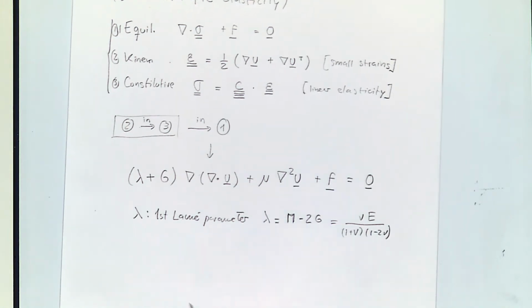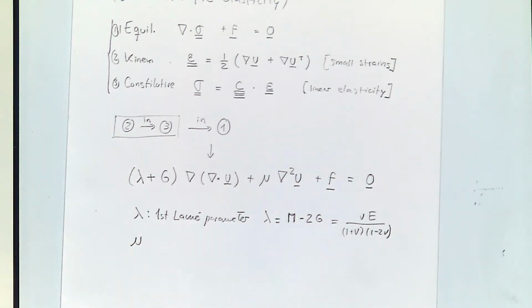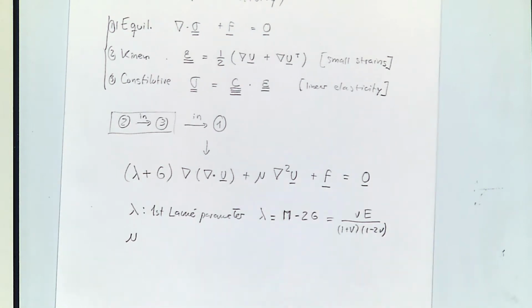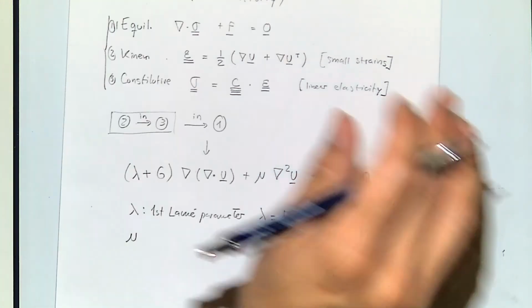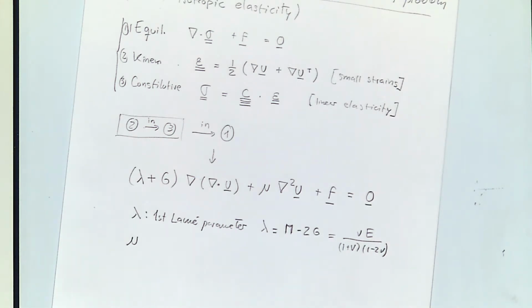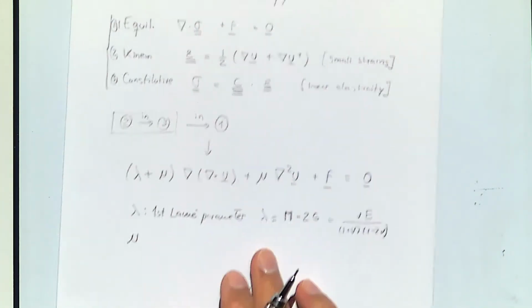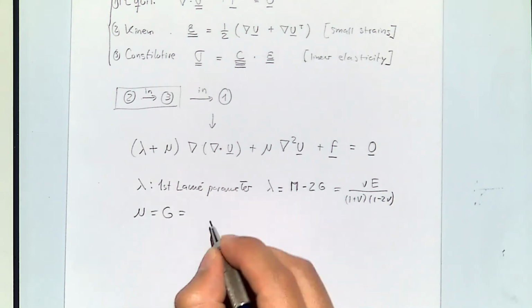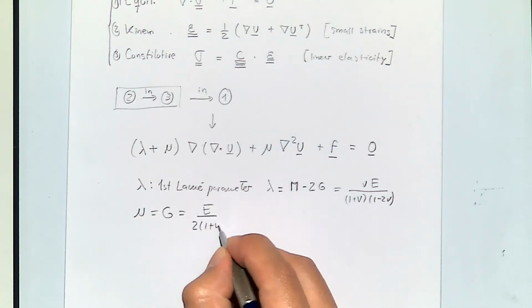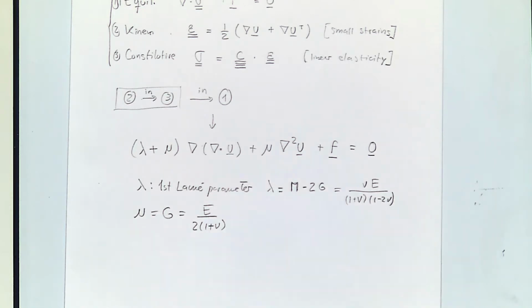And G, mu, what did I write, mu and G? Sorry about that. So, my eraser. I should write just one of those. Oh no, this is on. It's okay. Oh, here it is. So mu, and let's just use mu. Mu is equal to G, equal to M modulus divided by 2 times 1 plus the Poisson ratio. Okay.